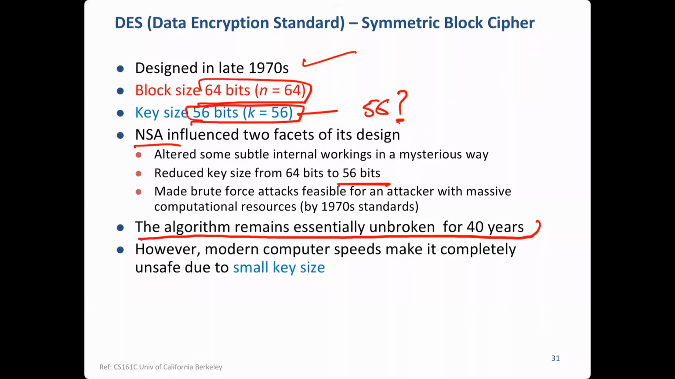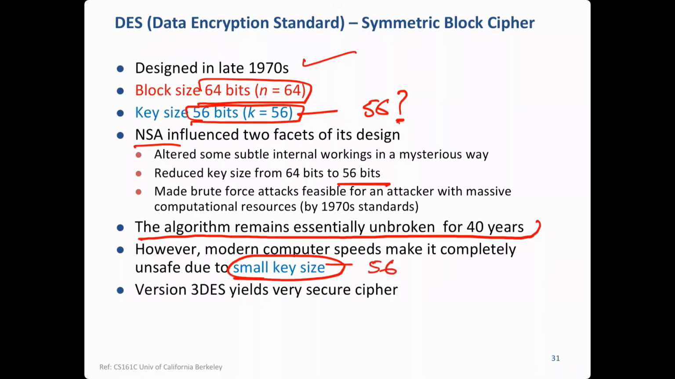However, with modern computer speeds, because now we have GPU systems and multiprocessors, you can have thousands of processors on a chip. Now you can do a lot of computation at very fast speed. So for a modern computer, breaking this key size, which is 56 bits, is not difficult. One solution is to use DES 3 times, as we discussed earlier, called 3DES.